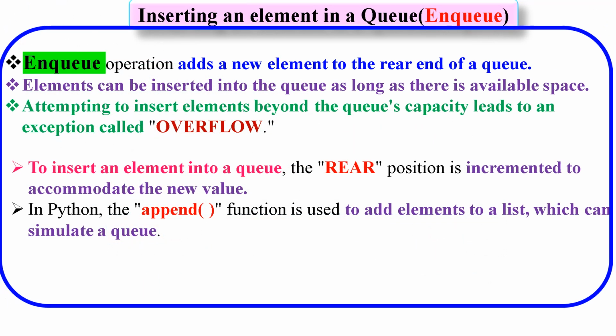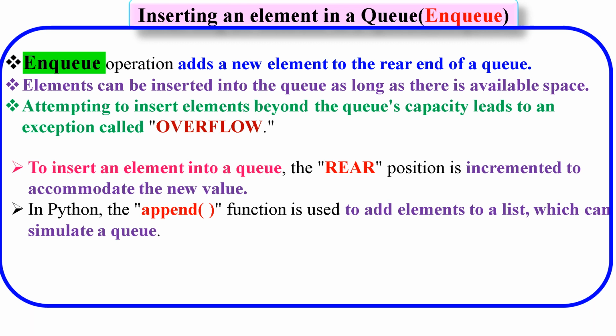Let's learn about inserting an element in a queue, that is, enqueue. Enqueue operation adds a new element to the rear end of a queue. Elements can be inserted into the queue as long as there is available space. Attempting to insert elements beyond the queue's capacity leads to an exception called overflow. To insert an element into a queue, the rear position is incremented to accommodate the new value.